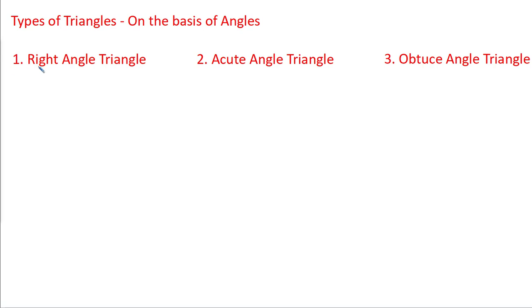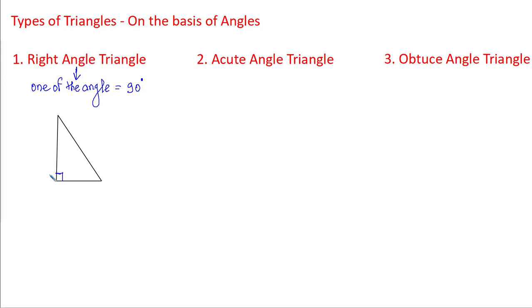Okay everyone, the right angle triangle is a triangle in which out of three angles, one of the angle is equal to 90 degree. Okay, how it looks like, let's have a look at it. The right angle triangle looks like this, where one of the angle is 90 degree. Okay everyone, and this is 90 degree.